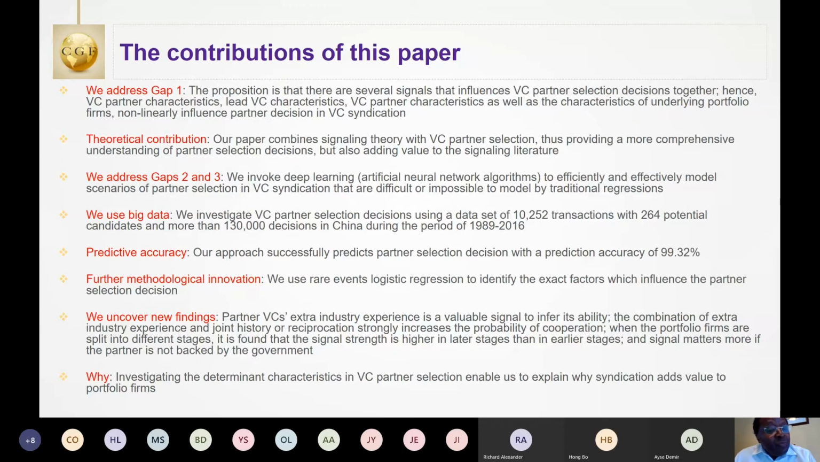But further than that, we find that the machine learning methods need to be complemented by ways of obtaining some coefficients and parameters to explain the extent of the relationships. So we use rare events logistic regression, which I'll explain in a moment, to identify the exact factors which influence the partner selection process and cover those findings that have so far already been summarized.